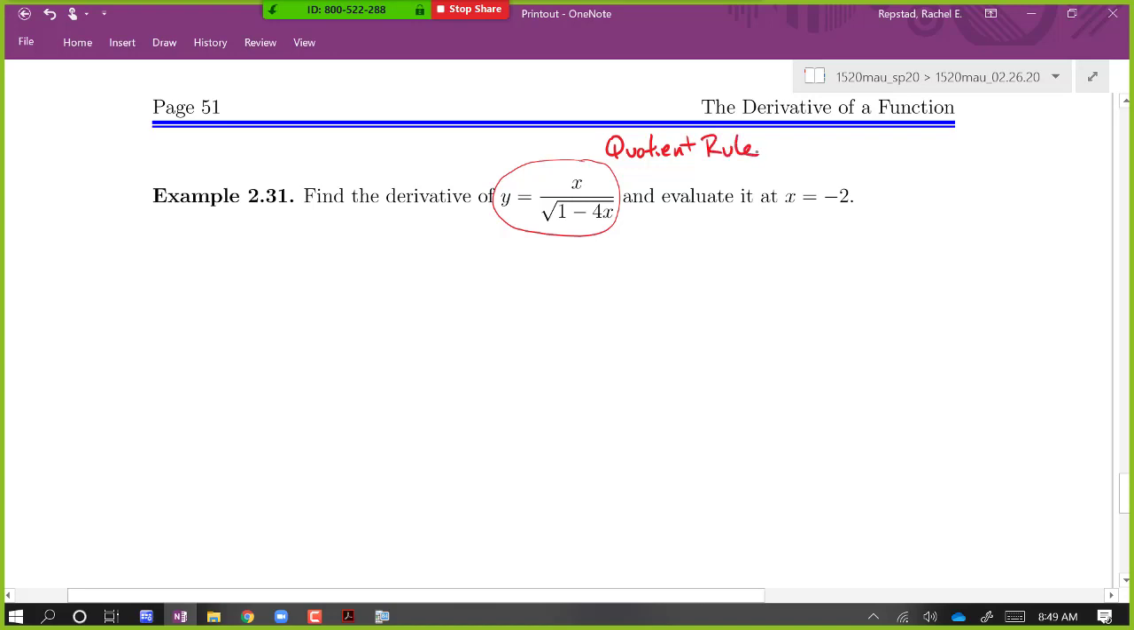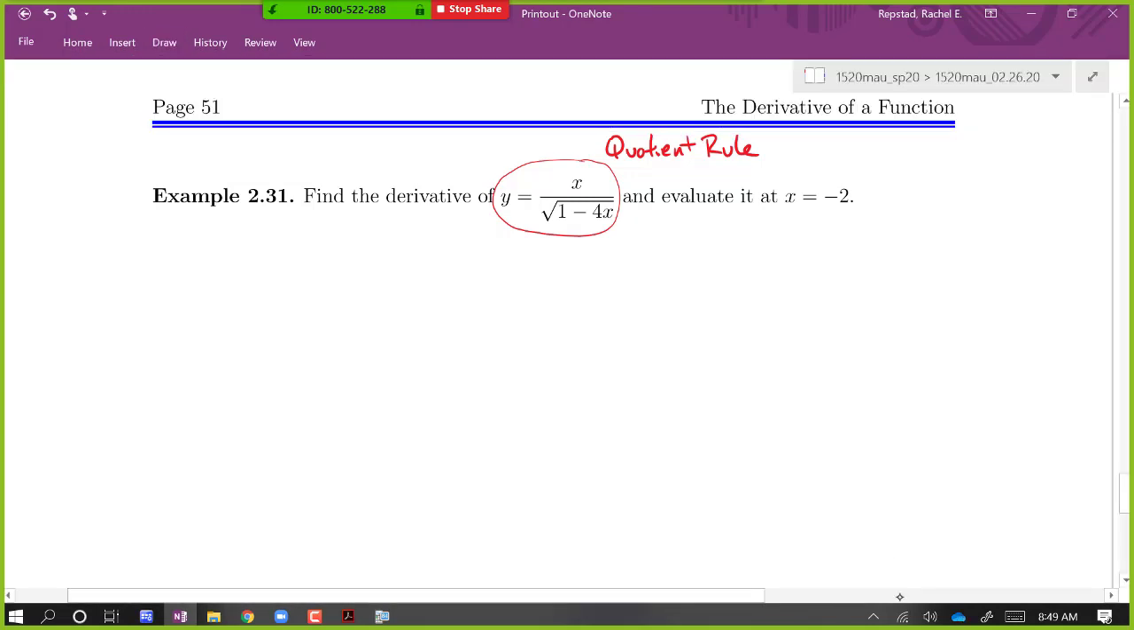This is a quotient rule, and it's not one that we can avoid. We have x's on both top and bottom. The only thing we would do by rewriting it as a product with a negative exponent is change a quotient rule to a product rule, and that doesn't really save any work. So we have a quotient rule here.